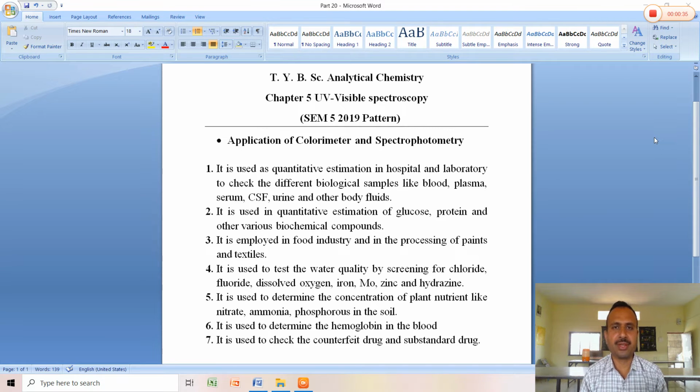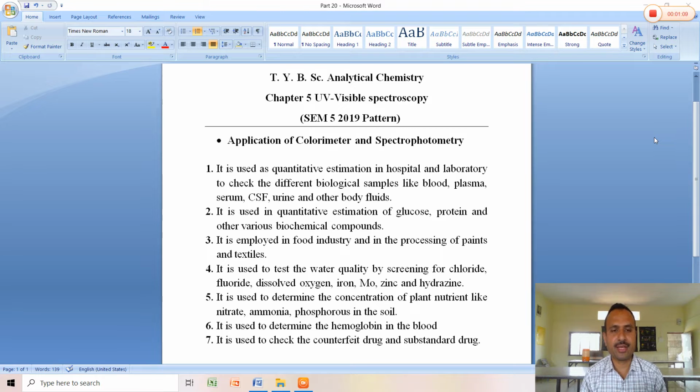Now, there are numerous applications of spectroscopy, or we can say spectrophotometry and colorimetry. Now, the first application, it is used as a quantitative estimation in hospital and laboratory to check the different biological samples like blood, plasma, serum, CSF, urine and other body fluids. So, colorimetry is used in a hospital and laboratory to determine the different biological samples like blood, plasma, serum, CSF, urine and other body fluids.